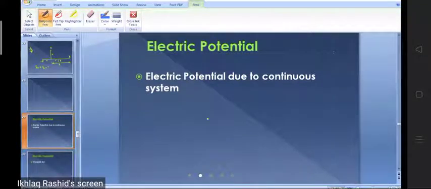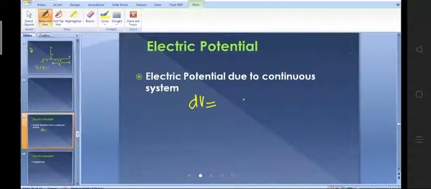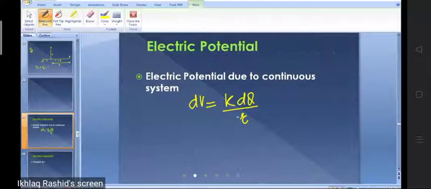So what I will do is simply this. I'll first of all calculate dV, where dV is the electrostatic potential because of a small charge element, that's equal to K multiplied by dQ divided by R. Like this it is, K dQ divided by R, where K is the electrostatic constant, dQ is the charge of an element, and R is the distance. Then if you want to calculate V, then V will be simply equal to the integration of dV.